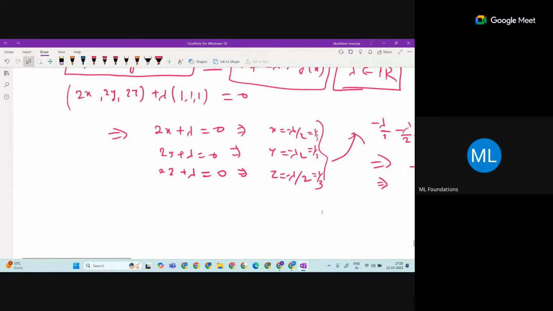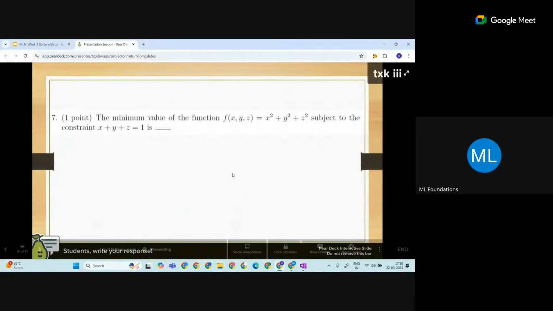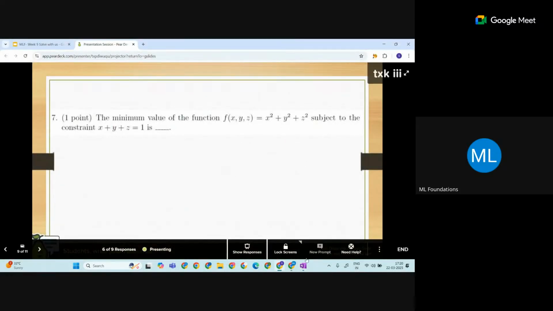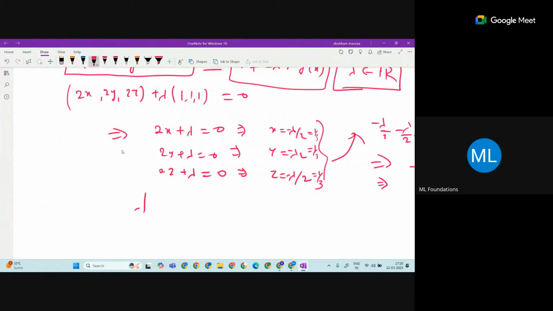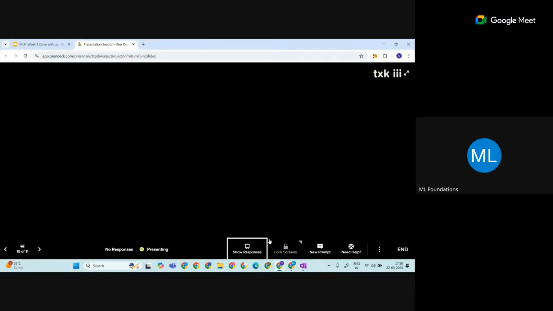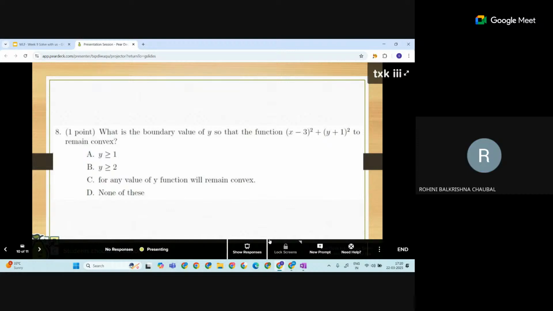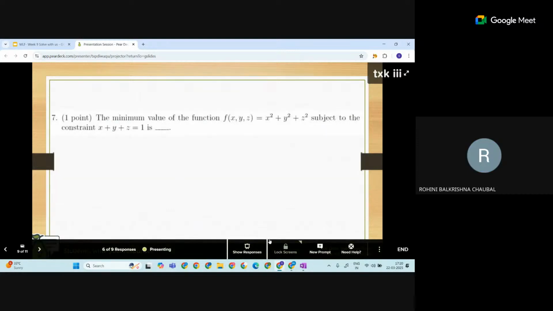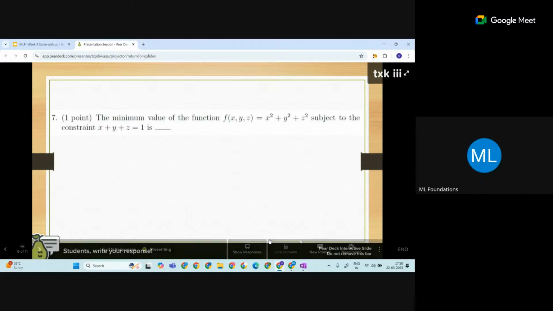So x, y, z we got, and we want the minimum value of the function. So this is going to be 1 by 3 square plus 1 by 3 square plus 1 by 3 square, which is 3 by 9, and 1 by 3 finally. Okay, this is good. So let's do the next one quickly. There it was asked what is the value of g x, not f x. No, the minimum value of the function f. Of the function, yes.